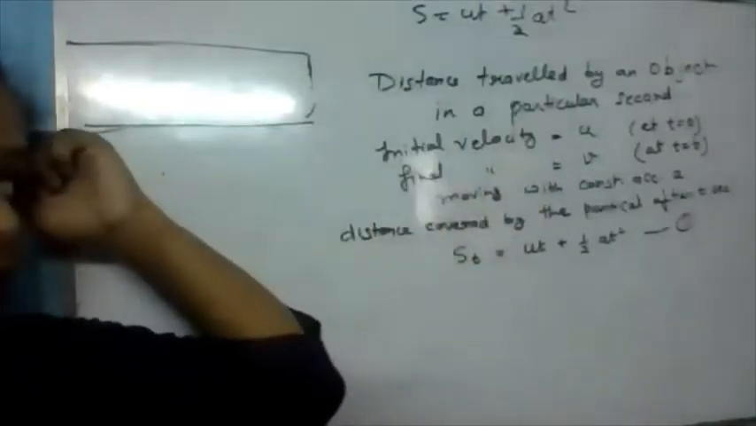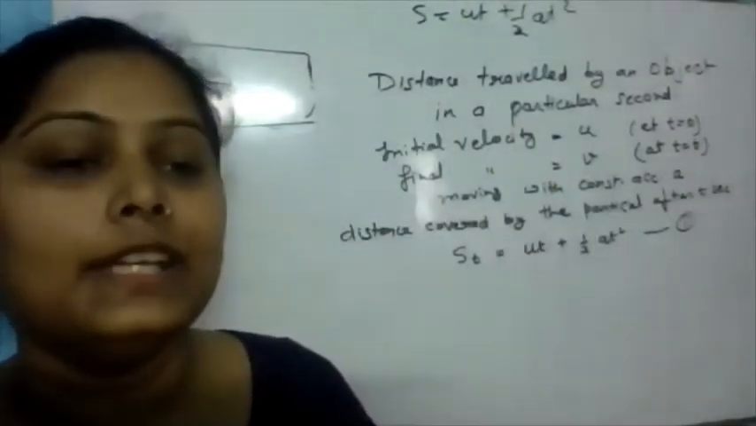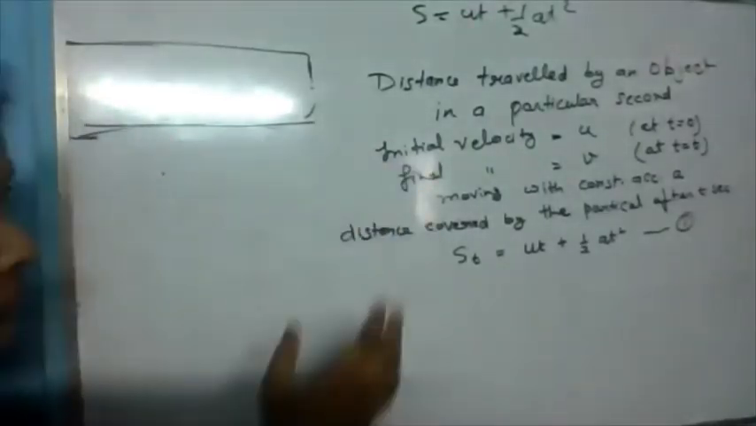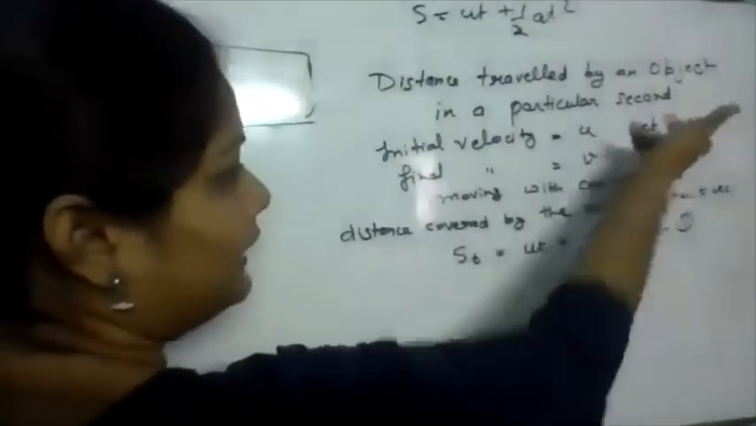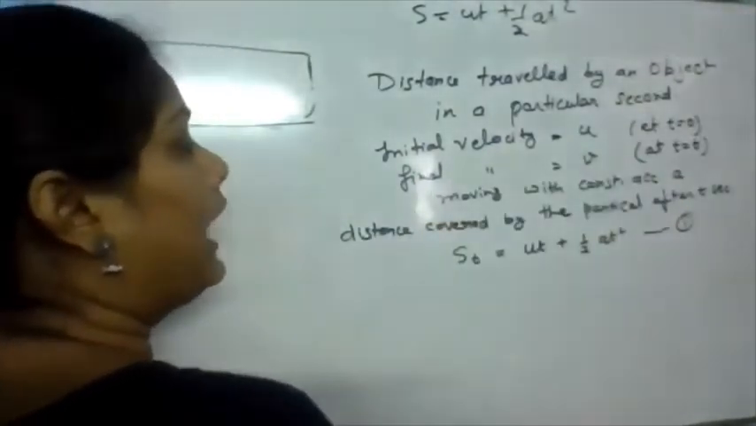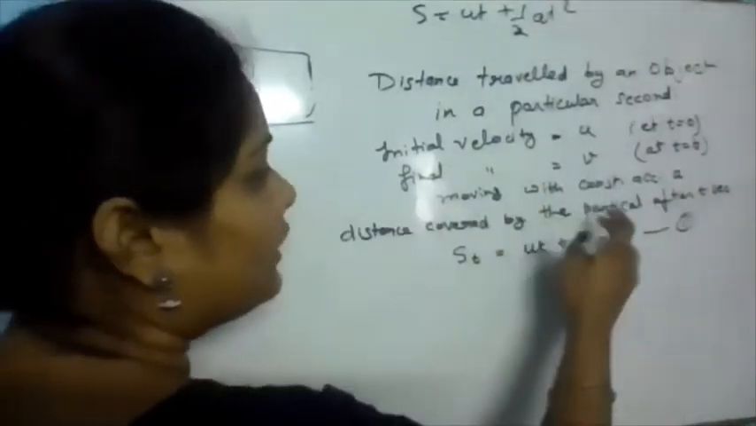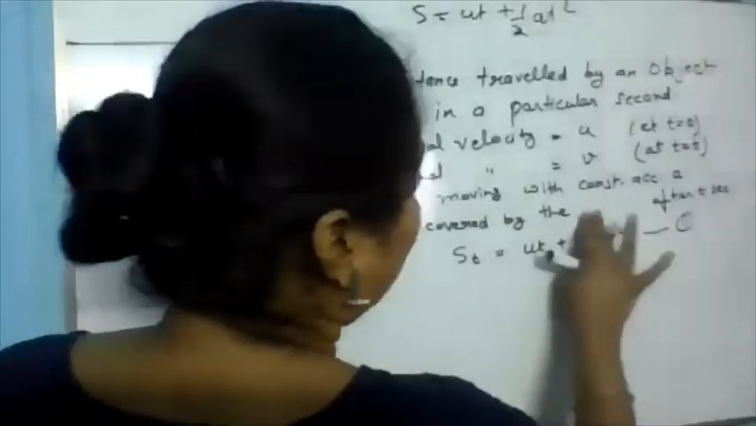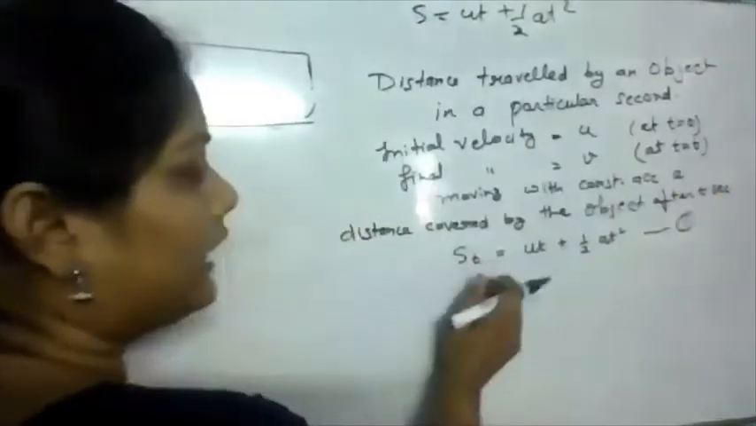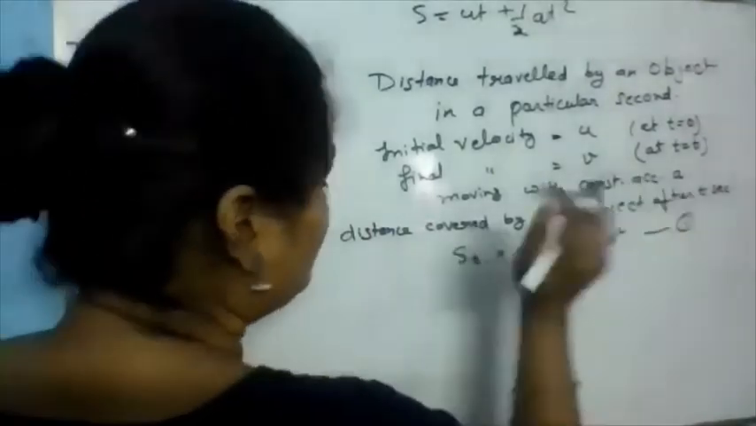Distance traveled by an object in a particular second, or we are talking about the tth second. We have the initial velocity of that object u at t equals 0, and the final velocity v at t equals t, and the object is moving with a constant acceleration a. Distance covered by the object after t seconds, St equals ut plus half at square.